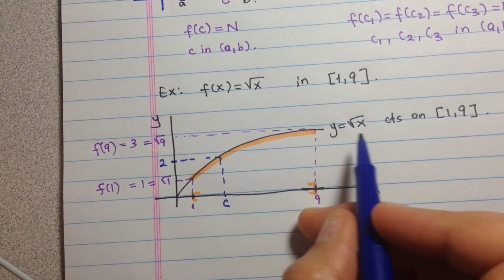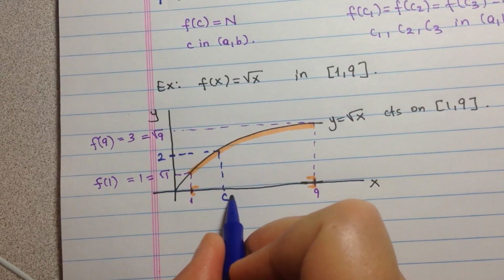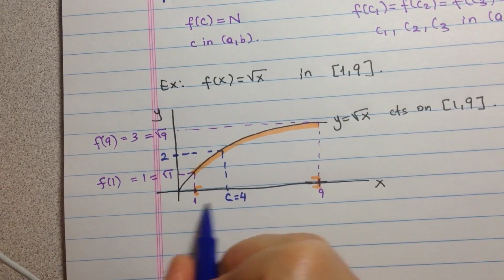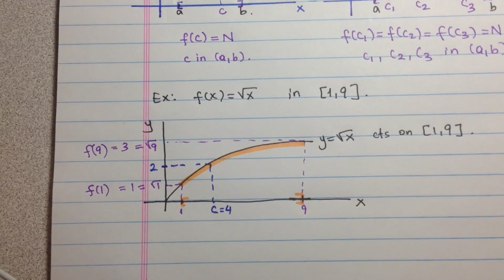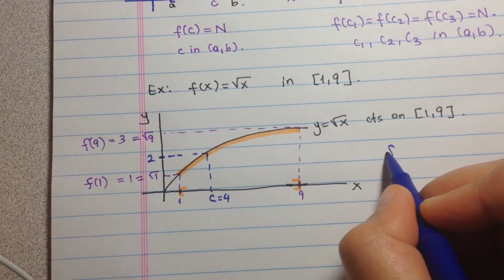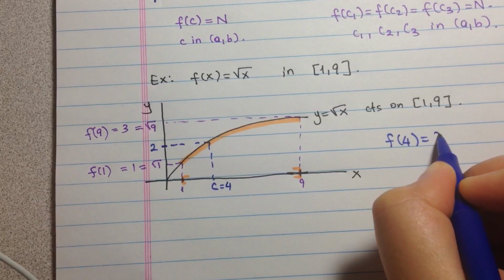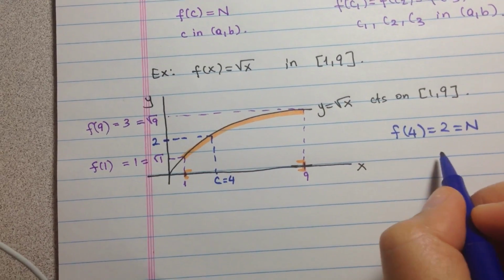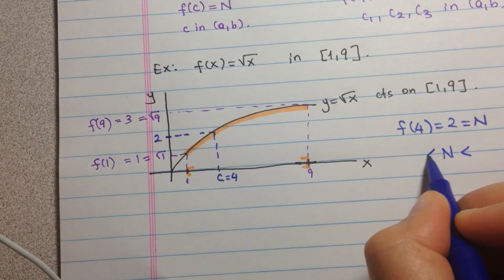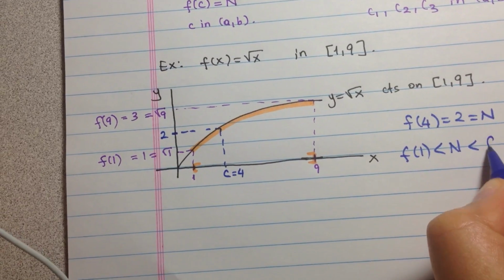And what is that? According to this function, it's going to be 4, and 4 is between 1 and 9. So that's what this theorem is saying. We will know that f(4) = 2. And why is that? Because n is between f(1) and f(9).